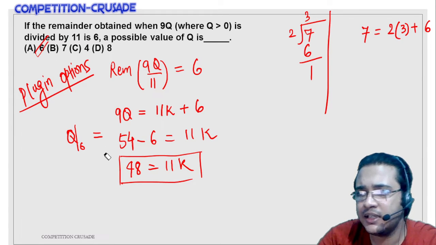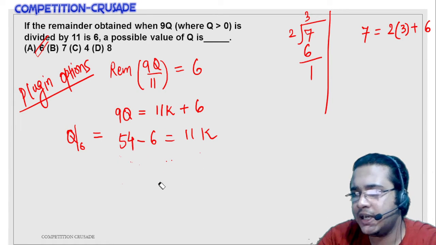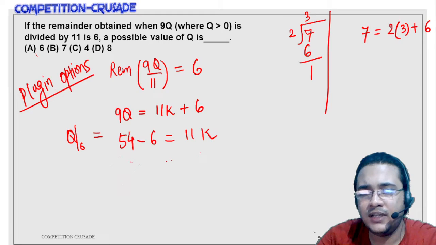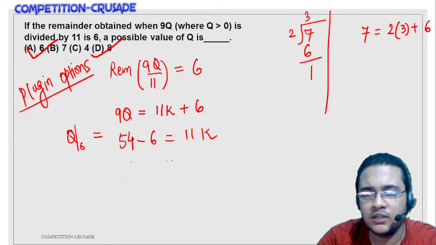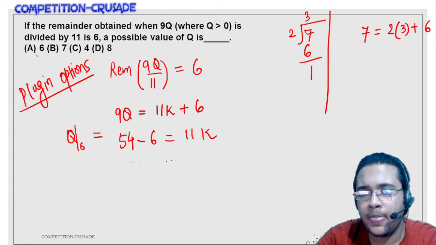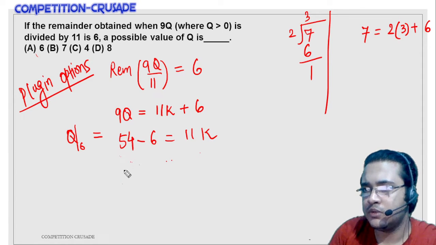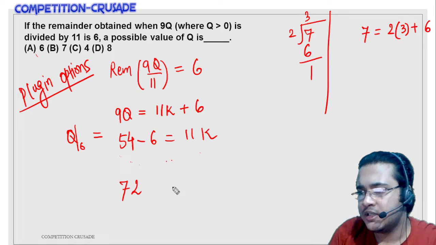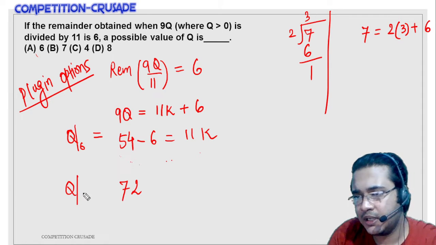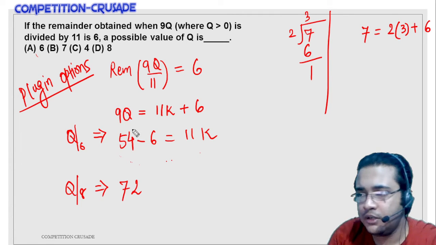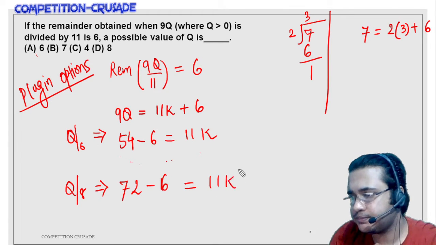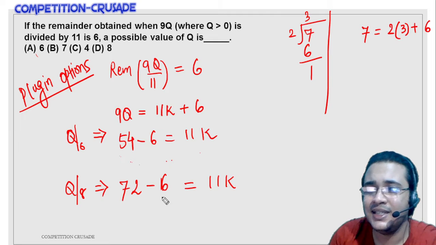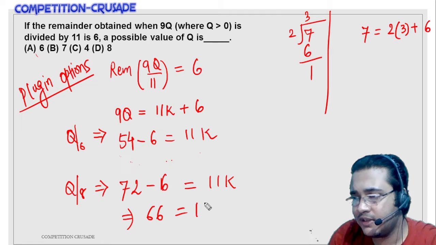Similarly, I'll just have to plug in the values of q to understand what I get. Effectively, I'll try the first option, the last option, and then probably the ones in between. So let's plug in 8. I'm plugging q as 8, and 9 times 8 is 72, minus 6, is equal to 11k. 72 minus 2 is 70, minus 4 is 66. So 66 is equal to 11k.